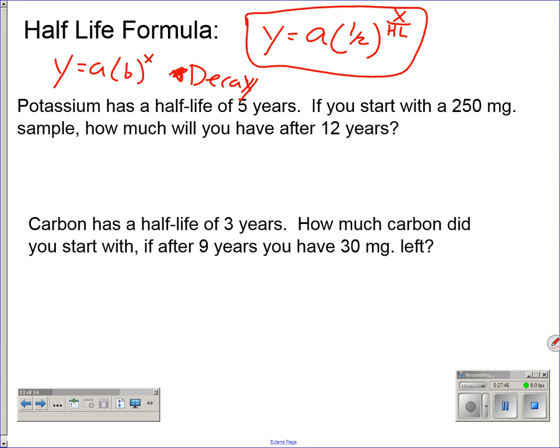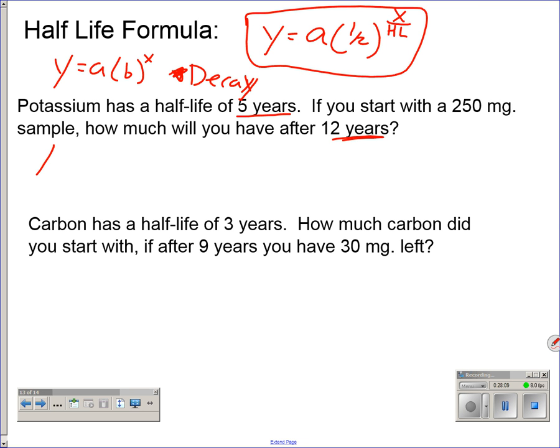Half-life. So just know that formula. Let's plug some stuff in. Potassium has a half-life of 5 years. It takes 5 years for it to reach half of its original amount. That's how long it takes to decay. If you start with a 250 milligram sample, how much will you have after 12 years? Because we know the half-life, we can force our rate to be 1/2. It's like we're given a known rate.